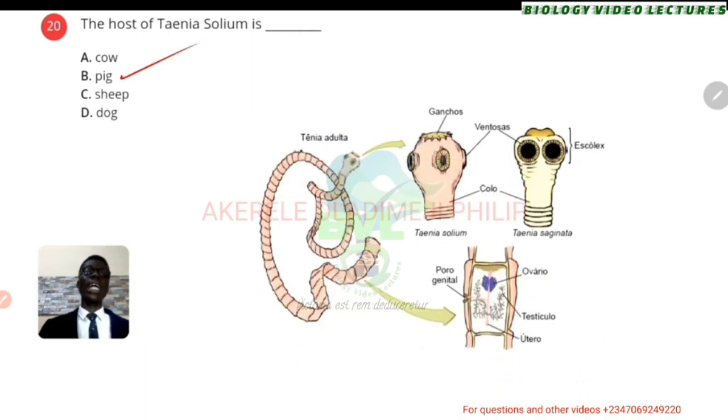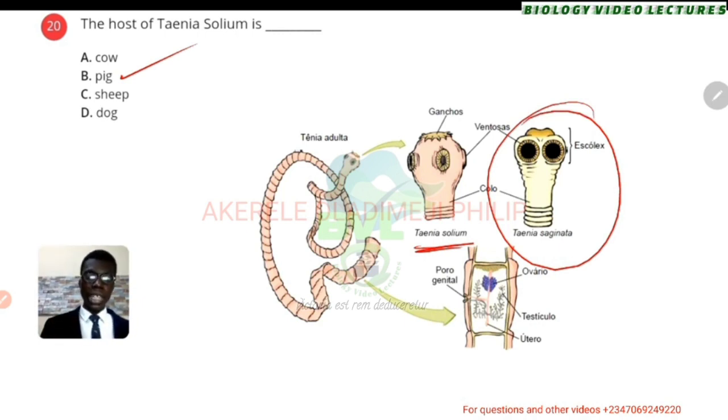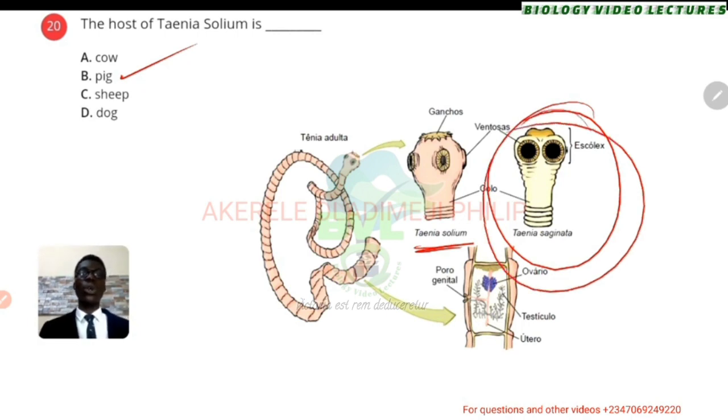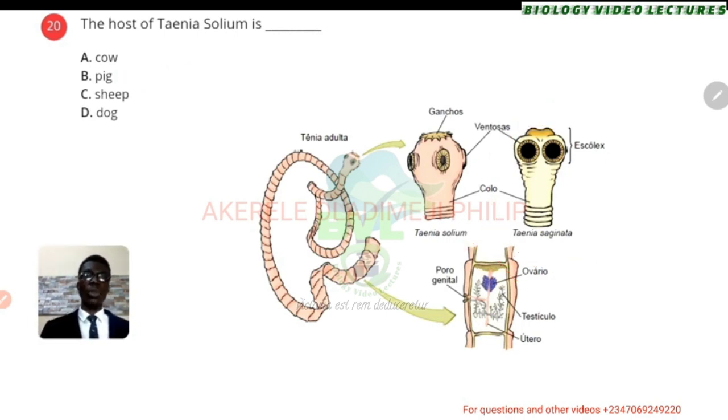Now I want you to pay attention to this, that Taenia solium has hooks to hold on to its prey, or to its host, while Taenia saginata does not have hooks. They both have suckers, quite alright, to obtain nutrients and all of that, but the hooks are prominent in Taenia solium, which is found in pigs. This Taenia saginata is found in cow, or let's say cattle, as it were.